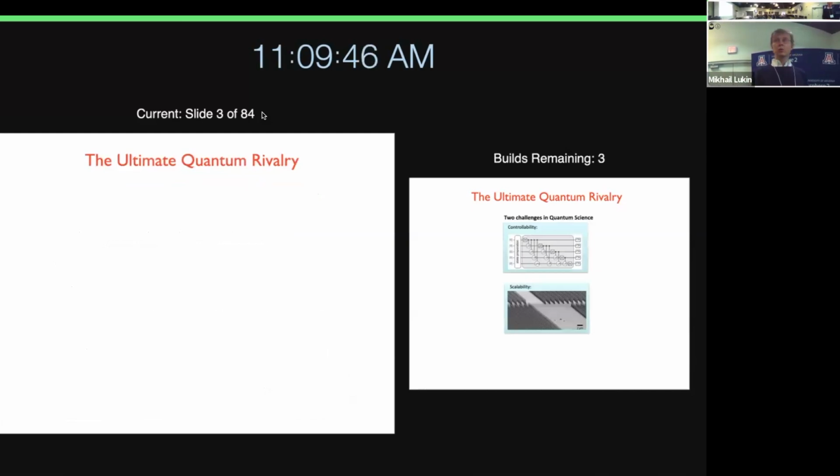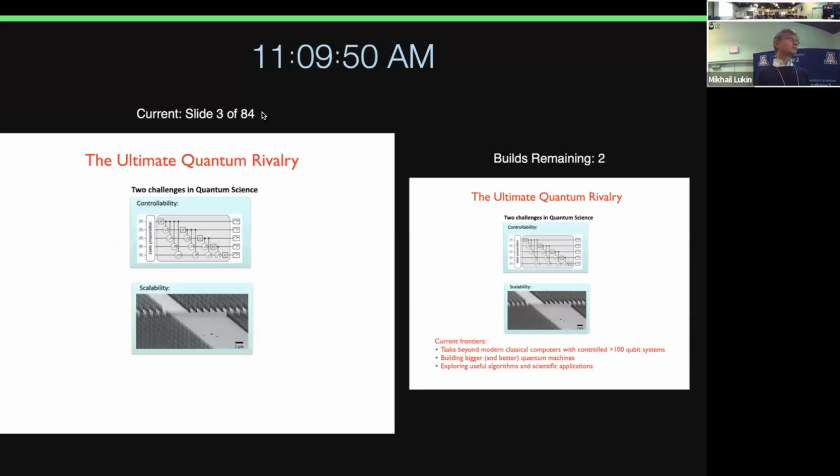But the field is now at an exciting point in that there are several platforms where dozens or hundreds of qubits are now being realized. And the biggest challenge that this field is facing is to address contradictory requirements of what I would call controllability and scalability.